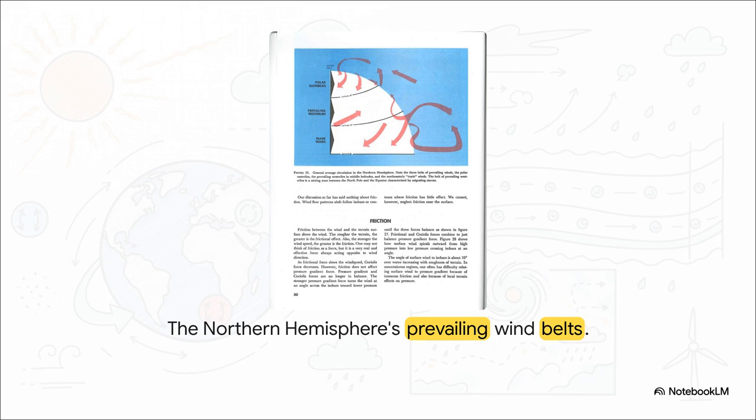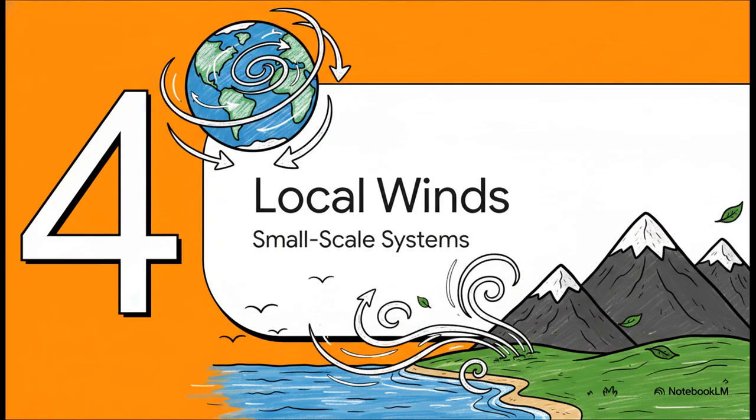You've got the trade winds down near the equator, the prevailing westerlies in the mid-latitudes, and the polar easterlies way up north. This is the big macro-level engine driving our global climate. Let's bring it back down to Earth for Section 4, local and small-scale winds.